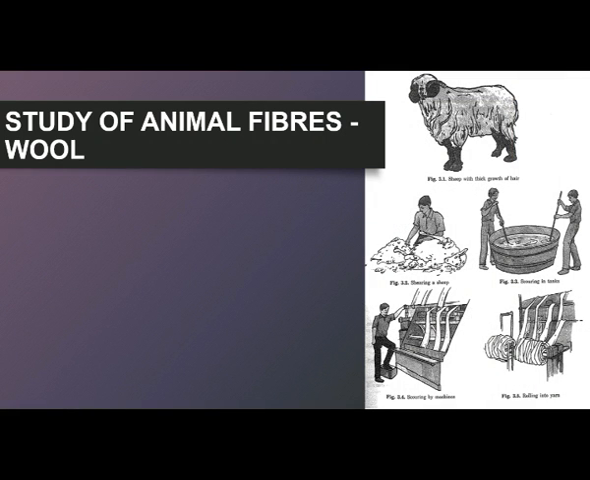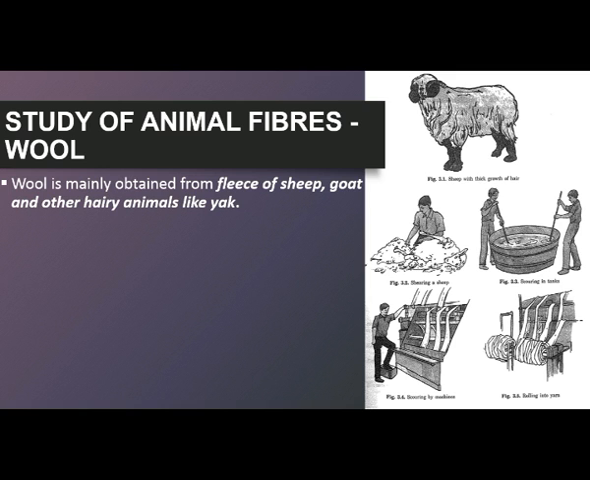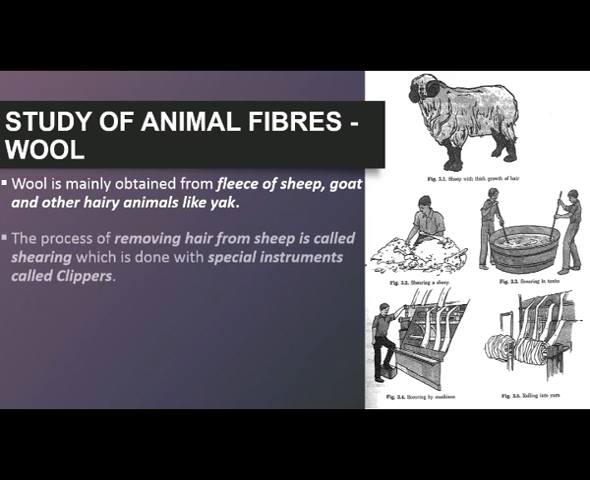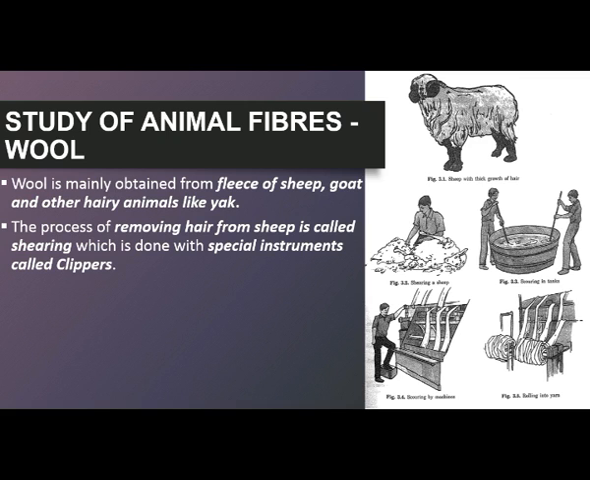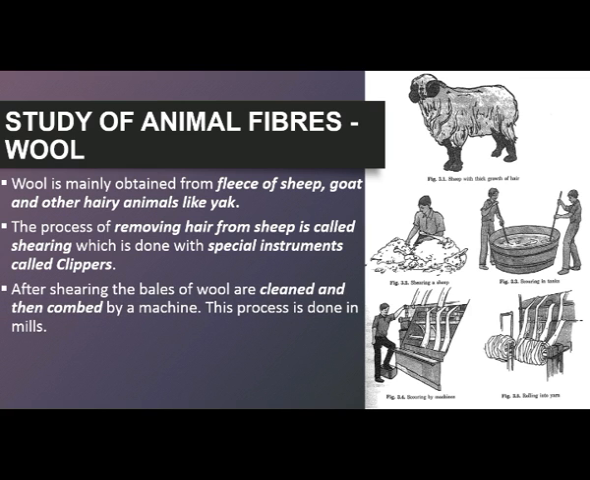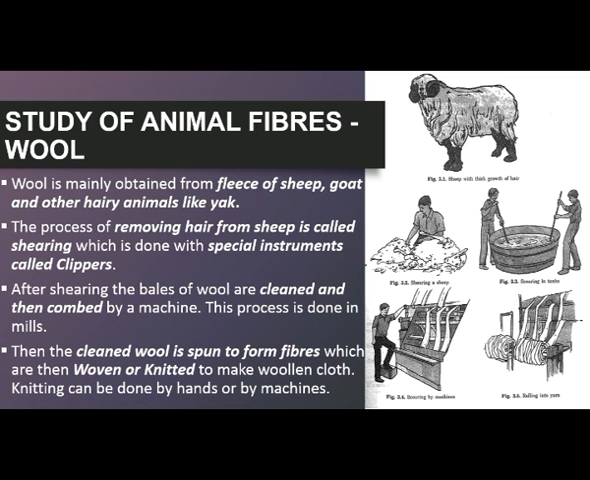This is how wool is obtained. It is mainly obtained from the fleece of sheep, goat, and other hairy animals like yak. The process of removing hairs from the sheep is called shearing, which is done with special instruments called clippers. After shearing, the bales of wool are cleaned and then combed by a machine. This process is done in mills. The clean wool is spun to form fibers, which are then woven or knitted to make woolen cloth. Knitting can be done by hands or by machines.